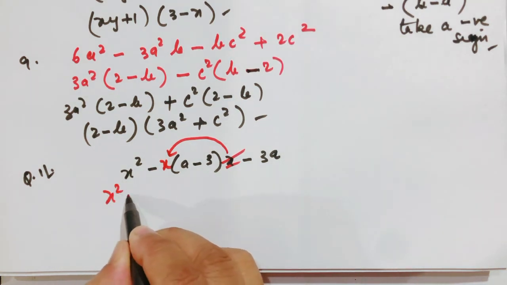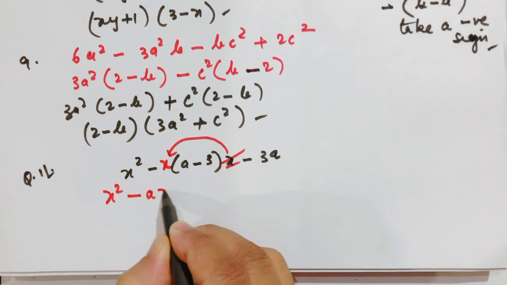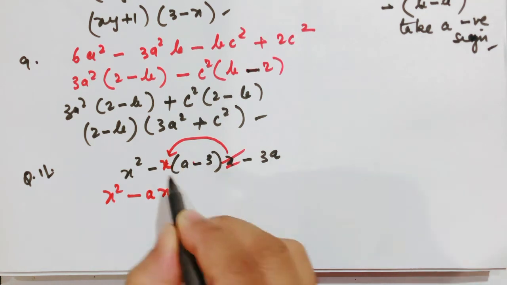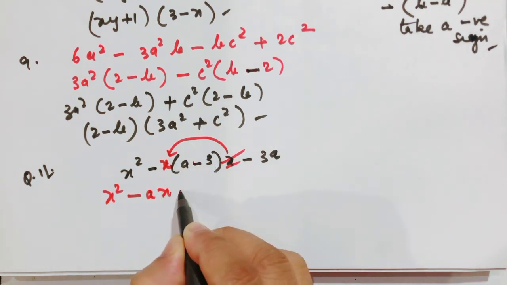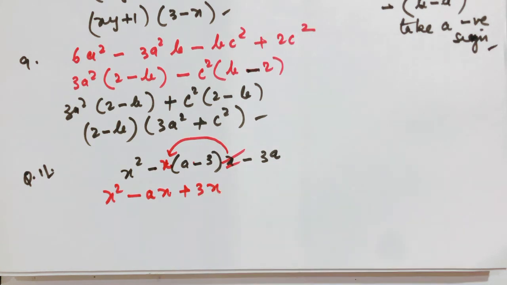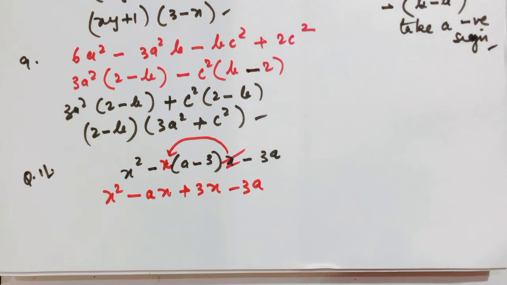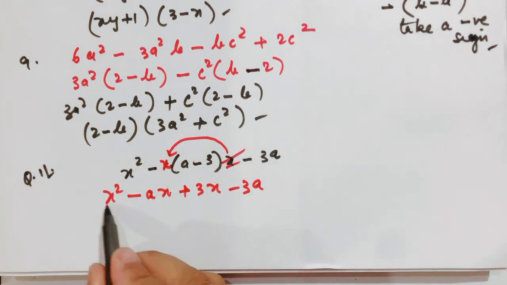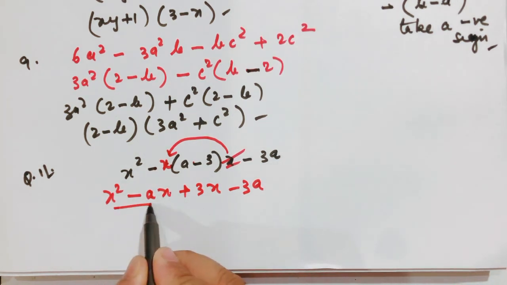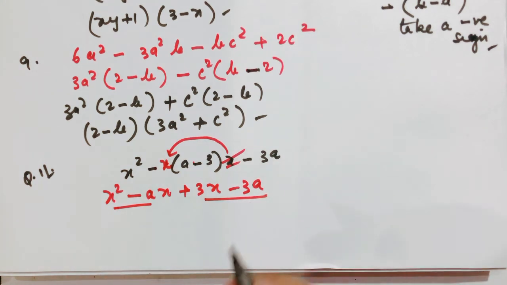x square minus, x into a is minus ax, and minus x into minus 3 is plus 3x. ठीक. Minus 3a. Good. Now let us group. So x square minus ax, यहाँ 1 और ये 2. क्या है बाबू? Have a look.